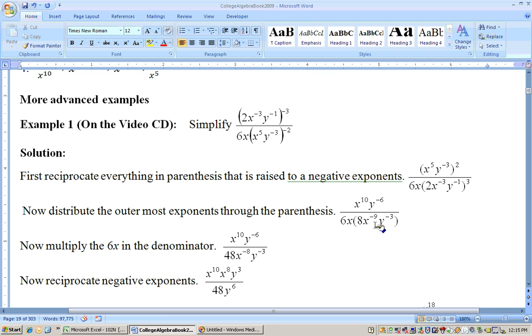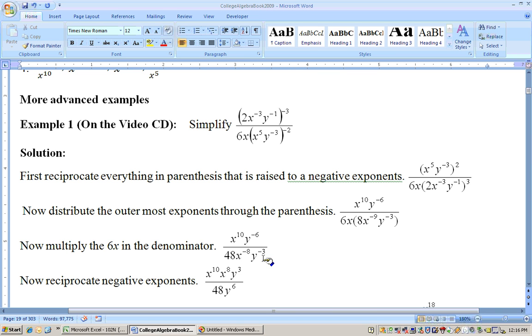2 cubed is 8. Negative 3 times 3 is negative 9. And negative 1 times 3 is negative 3. Okay, the next thing I did is I did multiply the 6x through now that I took care of the exponents. So 6 times 8 is 48. X to the first, that's an assumed 1 right there. X to the first, x to the negative 9th. 1 plus negative 9 is negative 8, and I have a y to the negative third. So that's all I did on that step.